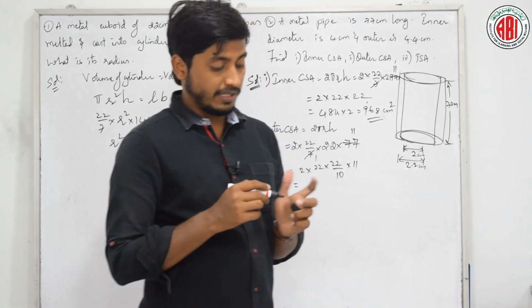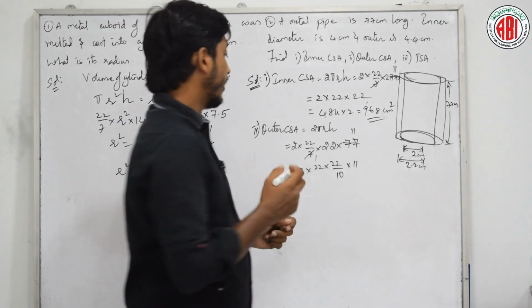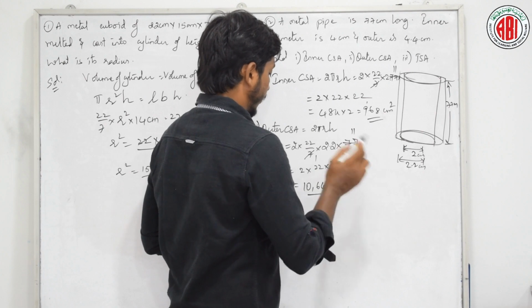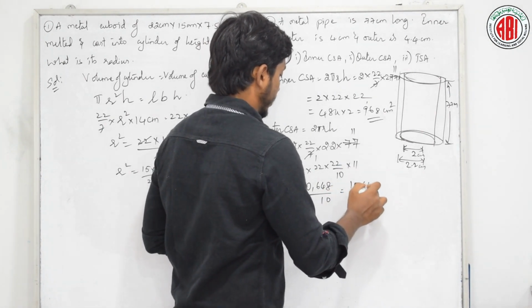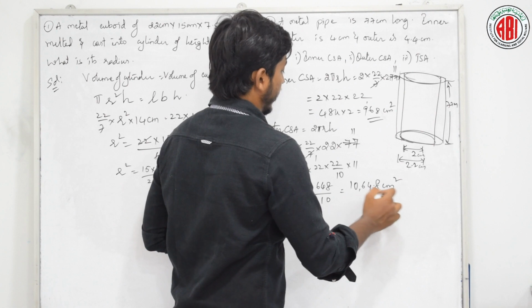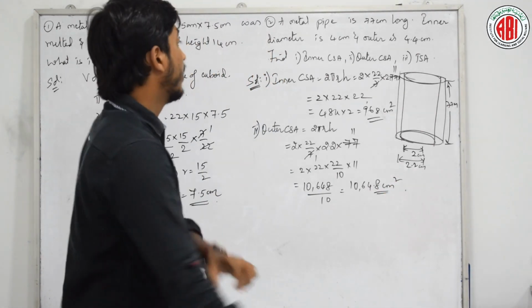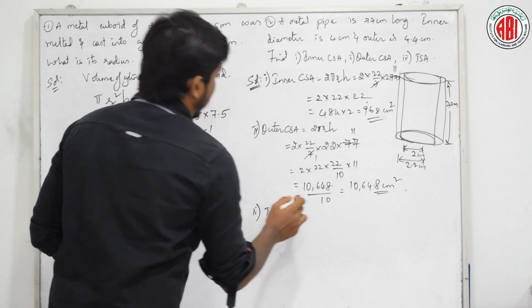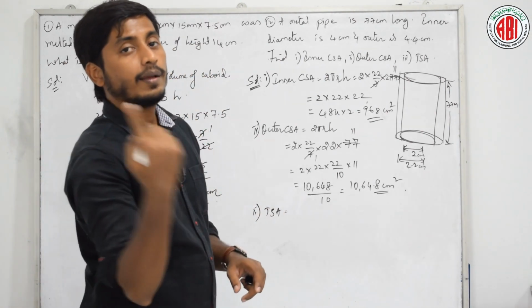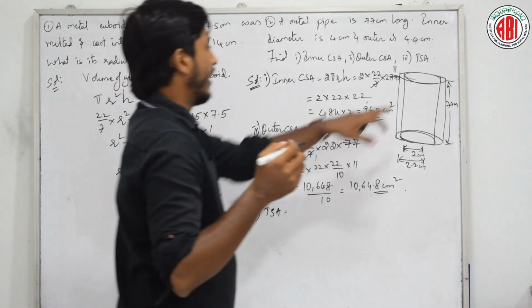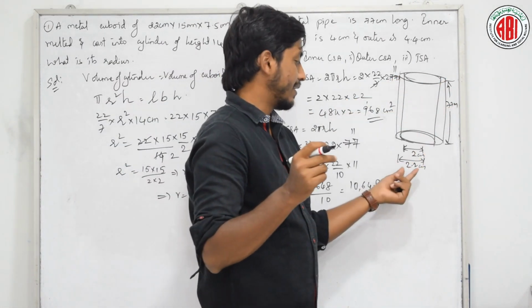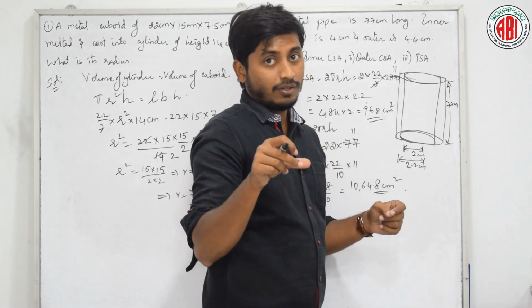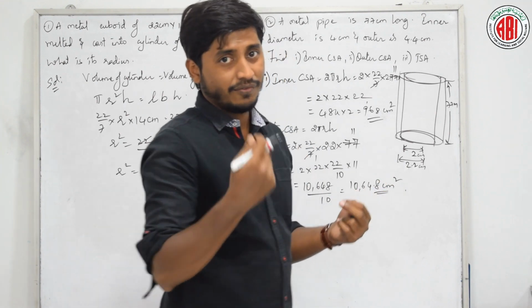22 cube. How much is it? Tell me. Yeah, 10,648 divided by 10. If you do, you will get 1064.8 centimeter square. Clear? And the next, what about TSA? TSA is nothing but inner CSA plus outer CSA. You can neglect this area because it will be very less, that is almost 0.2 centimeter width. If you want, you can even find the area of that.